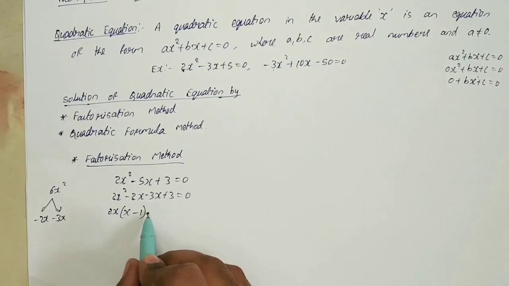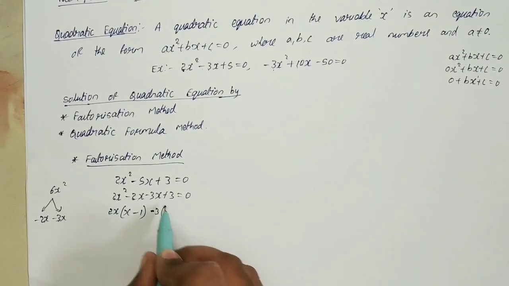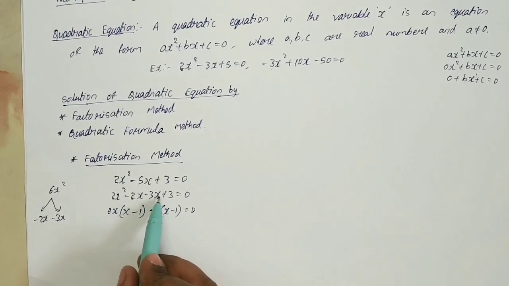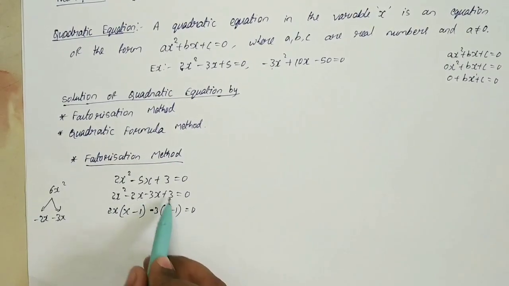again, what is common here? Can I take minus 3 common? So what will it become? x minus 1 is equal to 0, right? So see here, minus 3 into x is minus 3x, minus into minus is plus, 3 into 1 is 3.